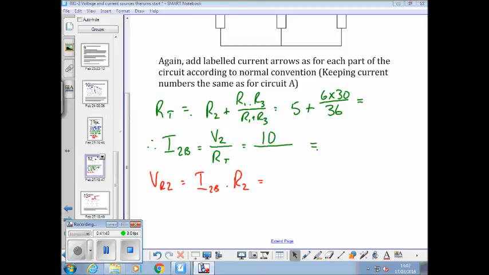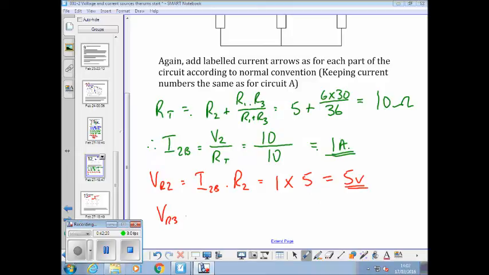Right guys, I started to write some of it out. So we calculate the total resistance. What do we get? Carl got 10 ohms. Do you all agree with that? Yeah, I got 10 ohms. So that makes that I2B 10 over 10, 1 amp. VR2 is I2B times R2. So that's 1 times 5 equals 5 volts. The next bit, V3 equals 10 minus 5 equals 5 volts.